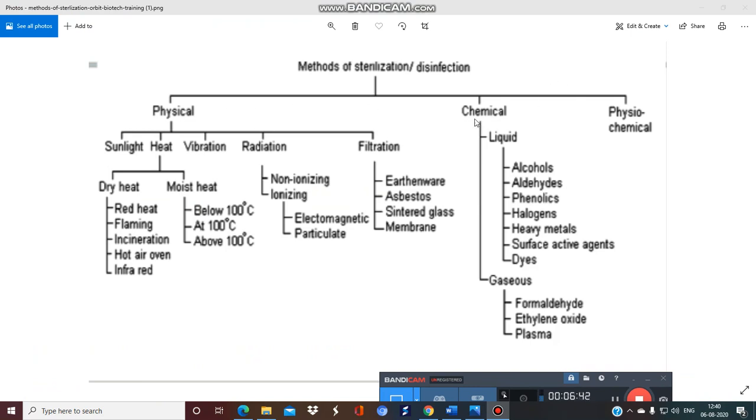So the next method is the chemical methods. We are using chemicals like Dettol, which is also a chemical. Harpic, in which there are different types of chemicals that constitute Harpic, is also included under the chemical method of sterilization. So let's see alcohol, aldehyde, phenol, halogen, heavy metal, surface active agents, detergents, dyes, and there are gases like formaldehyde, ethylene oxide or plasma also.